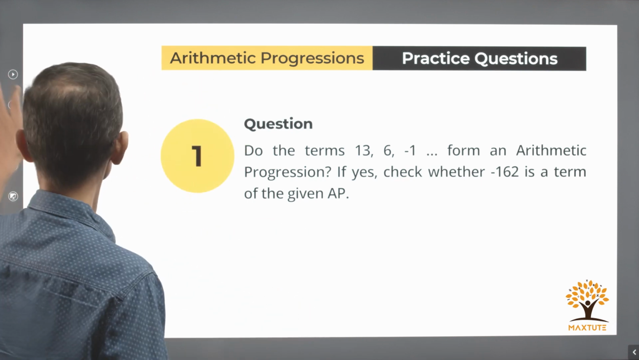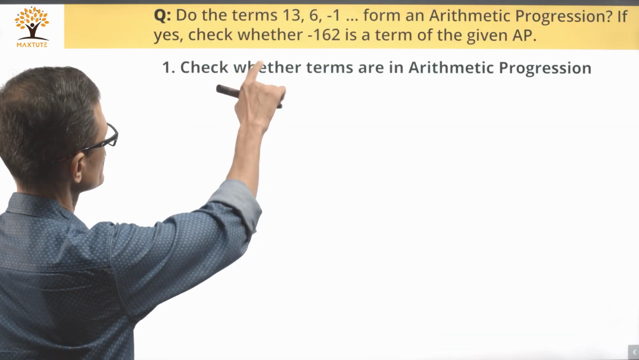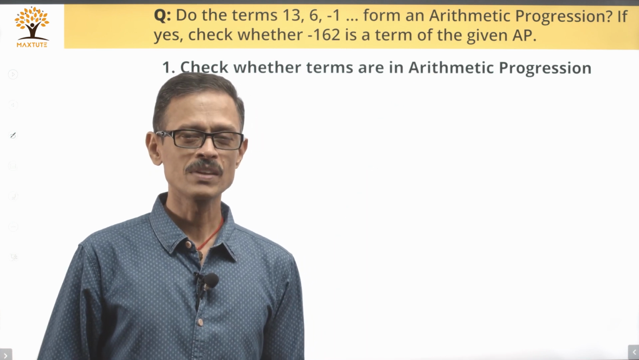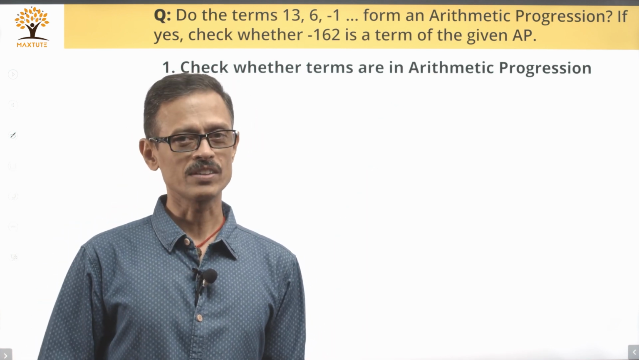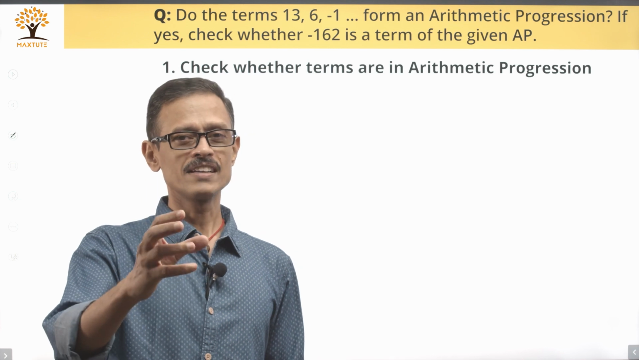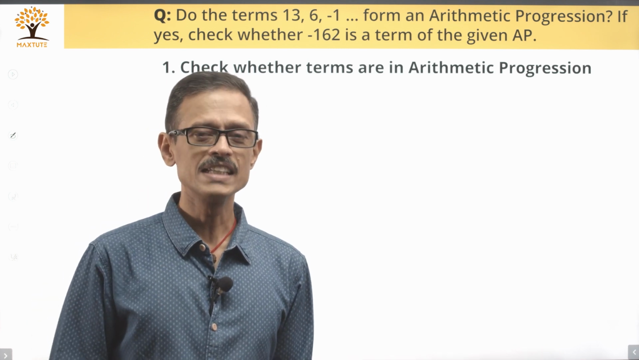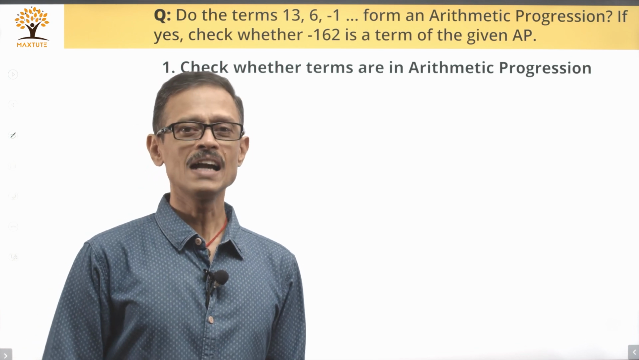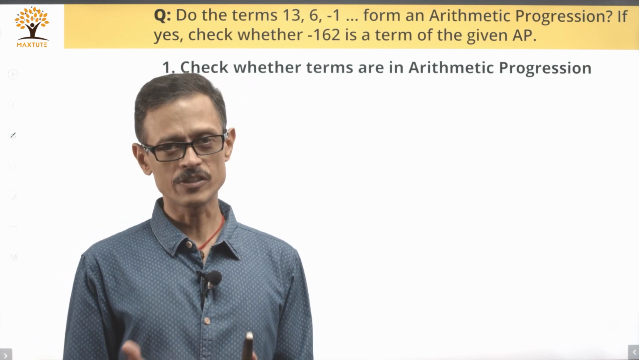Let's start with the first part. Terms given to us are 13, 6 and minus 1. We are going to check whether these terms are in an arithmetic progression. How does one define an arithmetic progression? An arithmetic progression is a sequence of numbers in which the difference between any two consecutive terms is the same, and that difference is called the common difference.